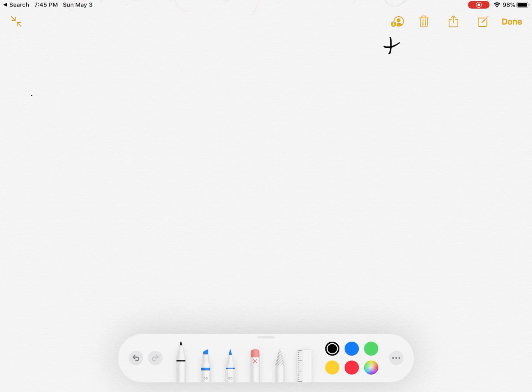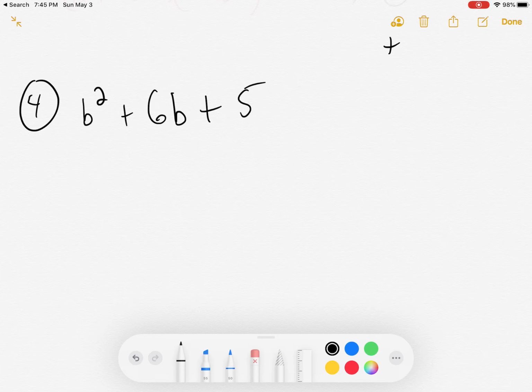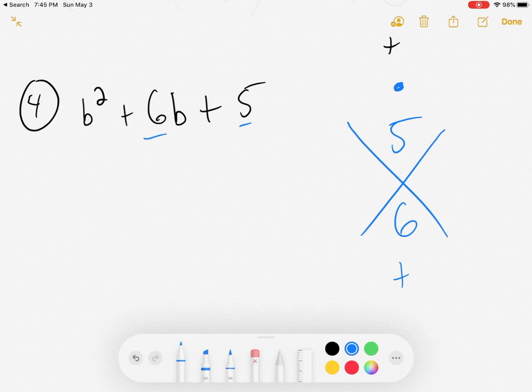Okay, another one. This is number 4. Let's go with B. B squared plus 6B plus 5. So again, it's just another diamond problem. We want numbers that multiply to the last one, 5, and that add to the middle one, 6. Now notice that these are both positive. It's plus and plus, so I just made my numbers positive right there.